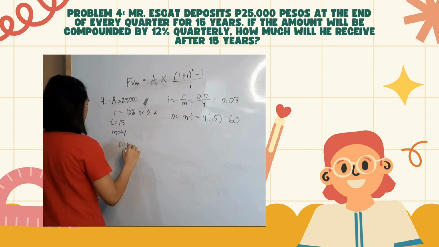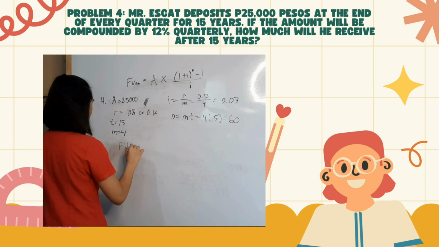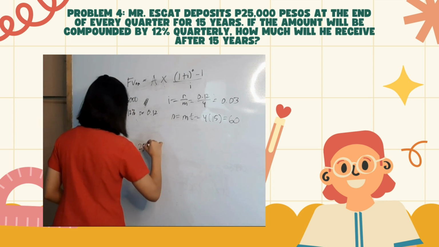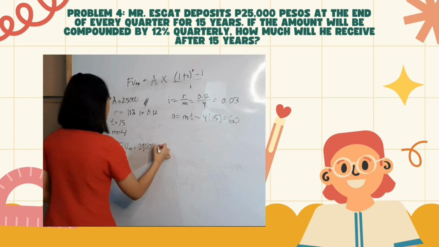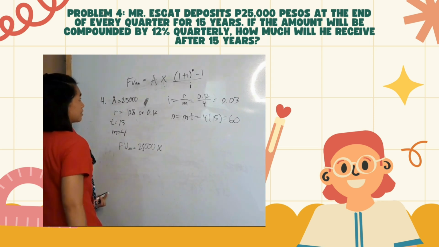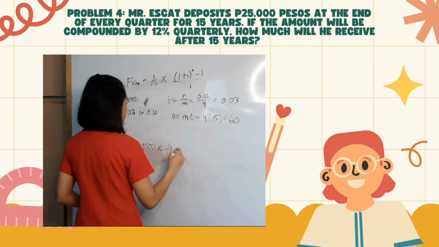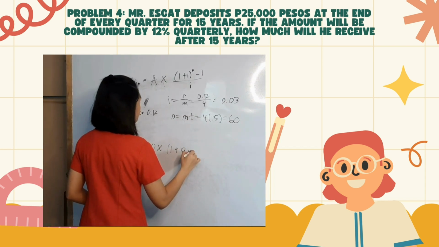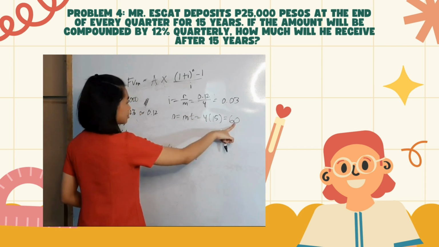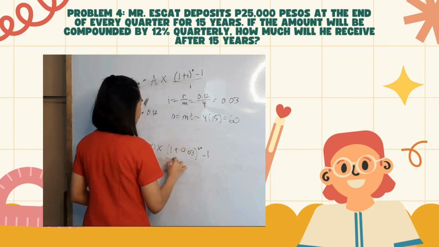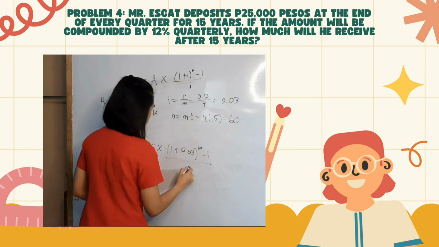FV is equal to A, which is 25,000, times 1 plus i, which is 0.03, raised to n, which is 60, minus 1 over i, again i is 0.03.